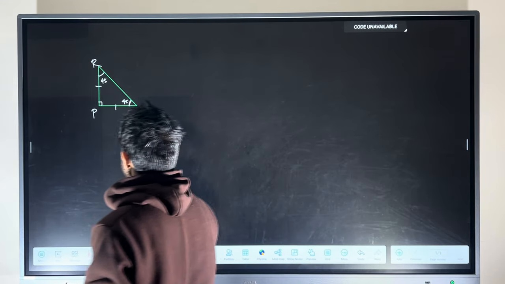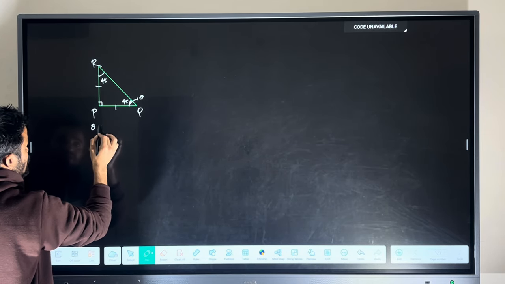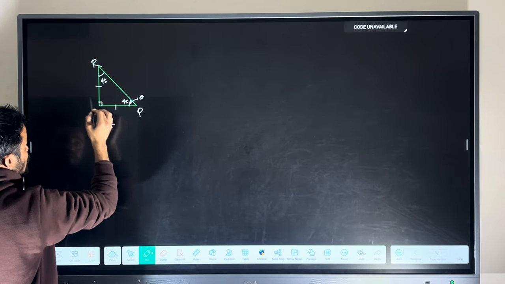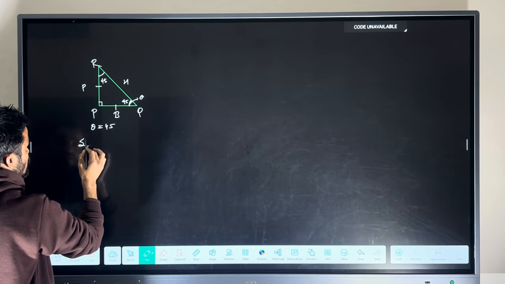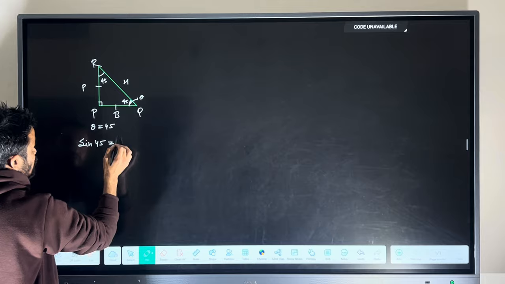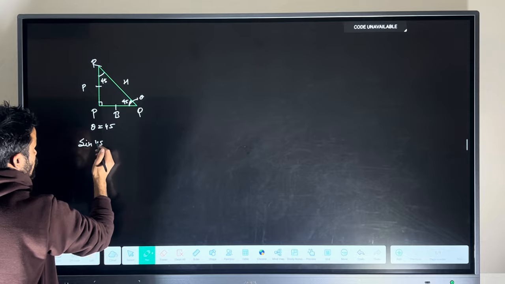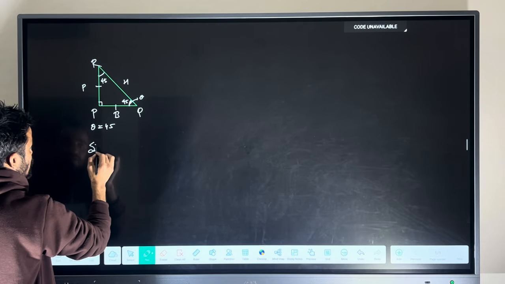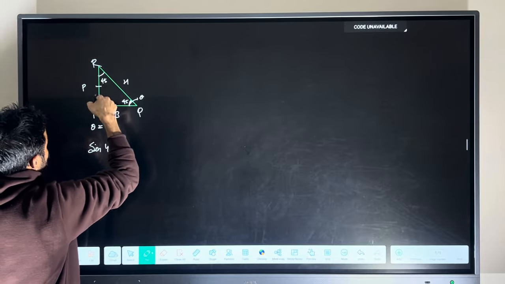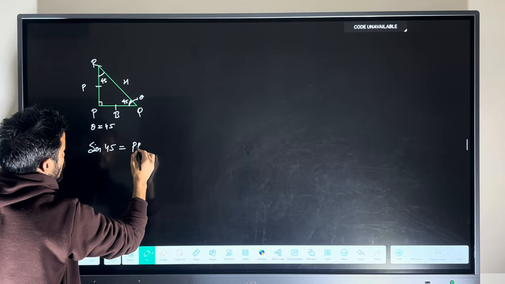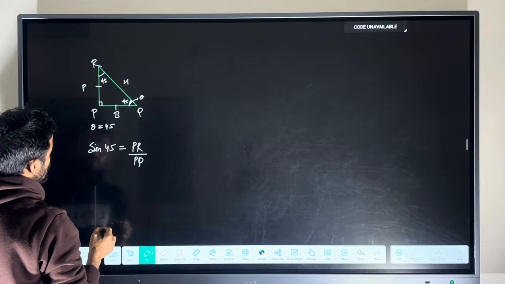Okay. So now, if we consider this angle, this is theta. So here, theta is equal to 45. So for that, it is perpendicular, it is base, it is hypotenuse. So we can say sine 45, that is for this angle 45, is equal to perpendicular, that is PR, upon hypotenuse, that is PQ. Both PR and PQ are equal.